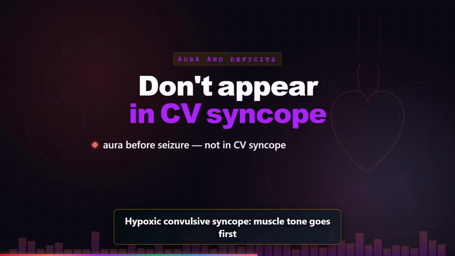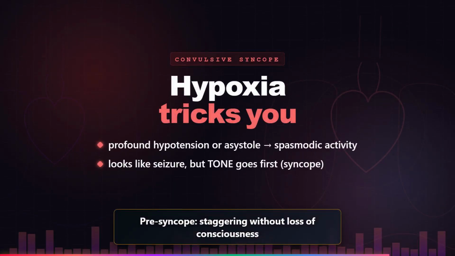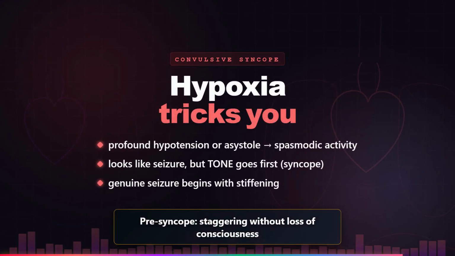Some animals with profound hypotension or asystole may present what is called hypoxic convulsive syncope, with activities that appear convulsive or spasmodic. However, these episodes of convulsive syncope are typically preceded by evident loss of muscle tone, differentiating them from genuine seizures that generally begin with stiffening. Moments of pre-syncope, where there is reduced cerebral perfusion or substrate supply, not severe enough to cause unconsciousness, may appear as transient staggering or weakness, especially in the hind limbs.